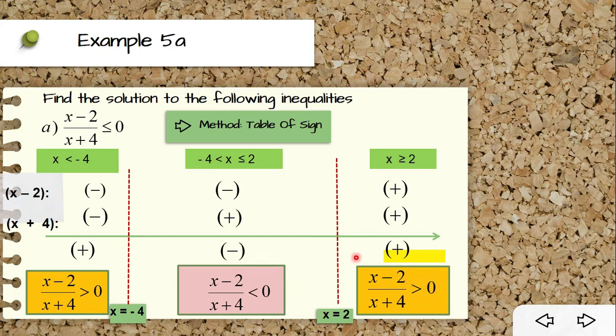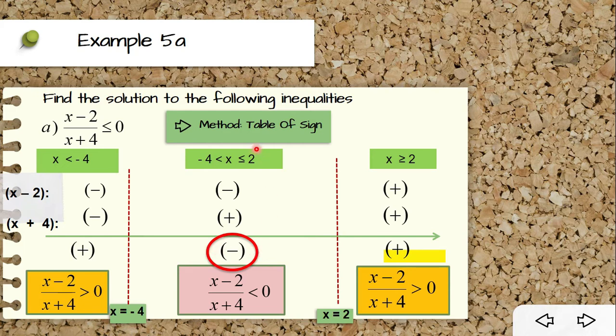Okay, return back to the question. What is the question? The question is x minus 2 divided by x plus 4 less than or equal to 0. So we need a negative sign, we need a negative value. Therefore, what is the answer? The answer is the middle. So what is the final answer you want to write down?